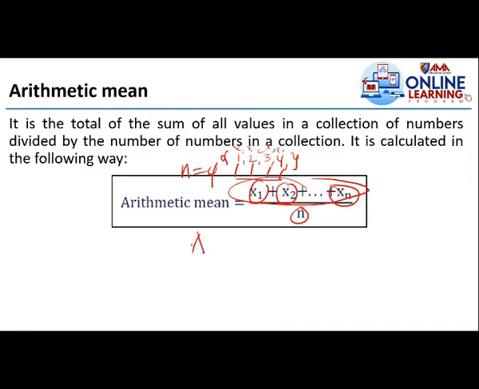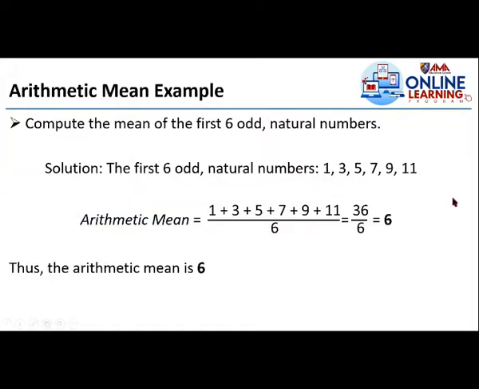So to get the arithmetic mean of that data set, you simply add 1 plus 2 plus 3 plus 4. You add the 4 numbers inside the data set, then divide by the population or the number of elements, which is 4. So 1 plus 2 is 3, plus 3 is 6, plus 4 is 10. Divided by 4, that is 2.5. Okay, so that's the arithmetic mean. Let's have another example.